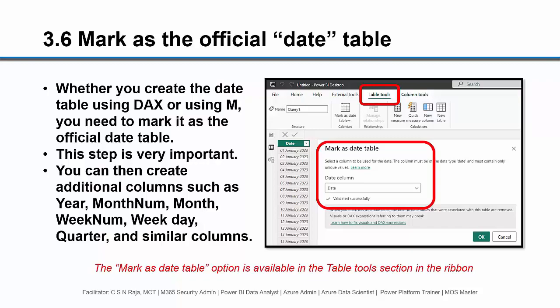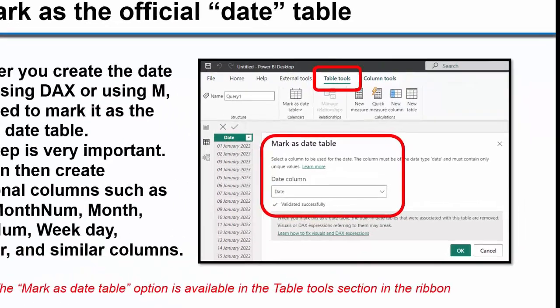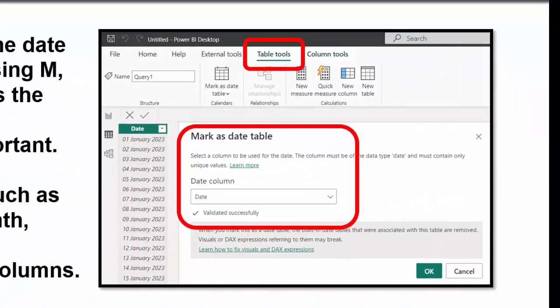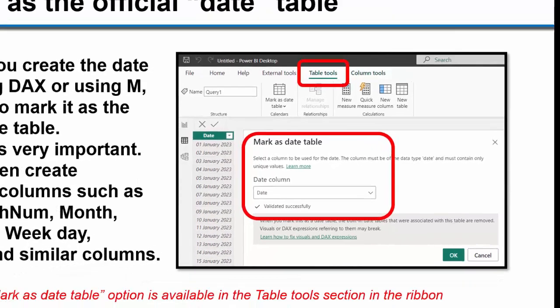Whether you create the date table using DAX or using M, you need to mark it as the official date table. This step is very important. You can then create additional columns such as year, month number, and so on. The mark as date table option is available in the table tools section in the ribbon.